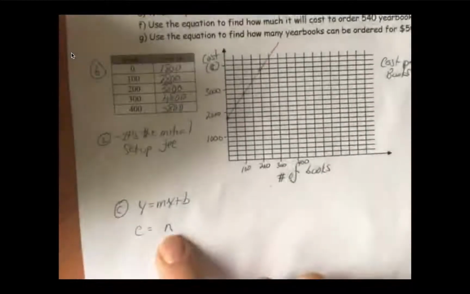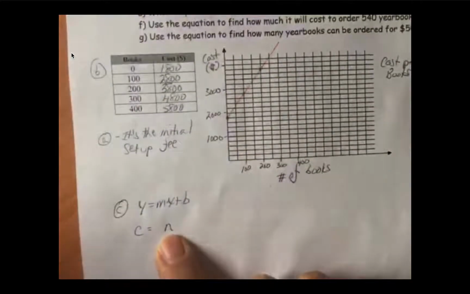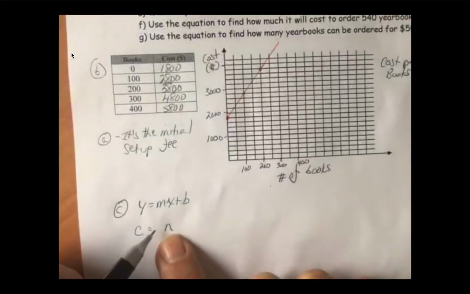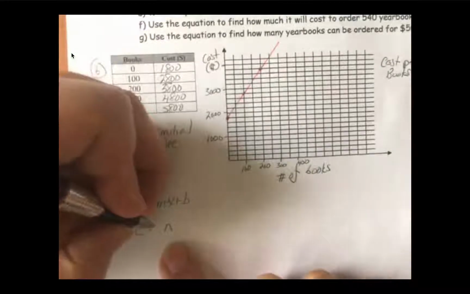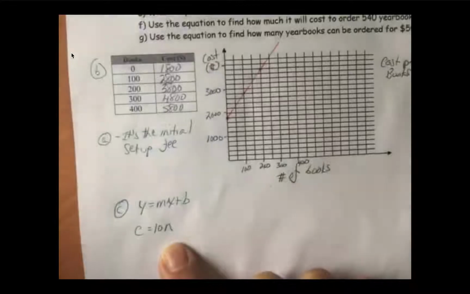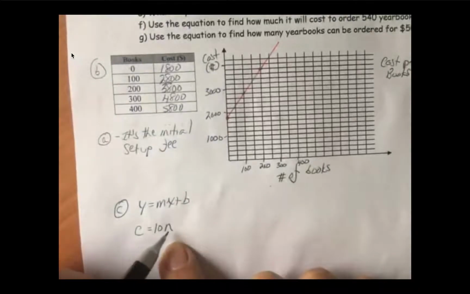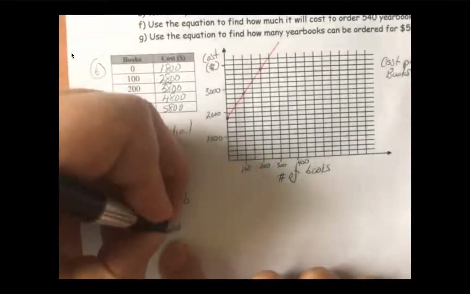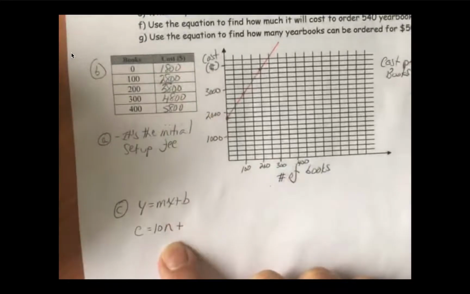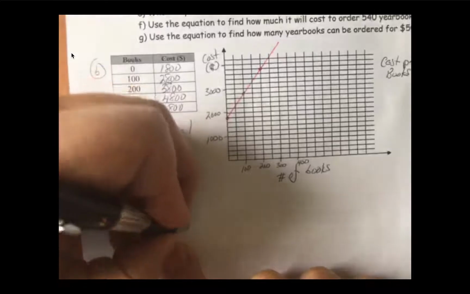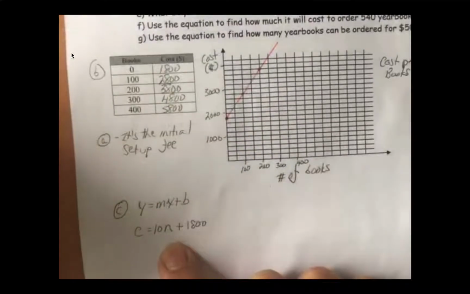Okay, so that's going to be the number of books. We're going to represent that by n. And the coefficient of that variable is going to be the rate. It's $10 per book. So that's going to be 10n. Okay, $10 for every one book that we sell. And then there's an initial fee, which is, ask yourself for a second what it is, anticipate. Yes, it's 1,800. So there's the equation.